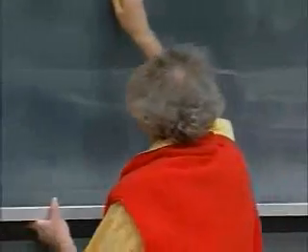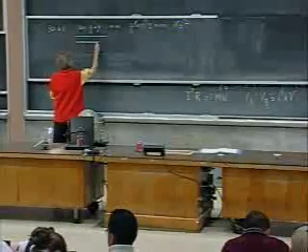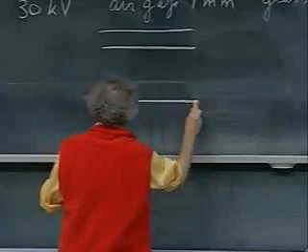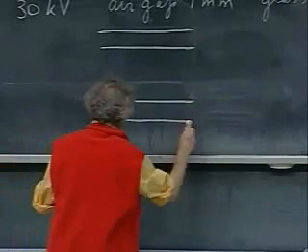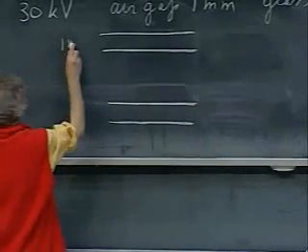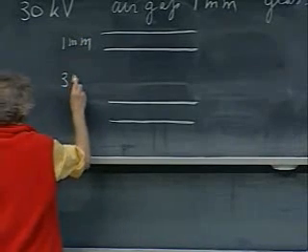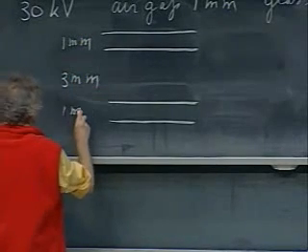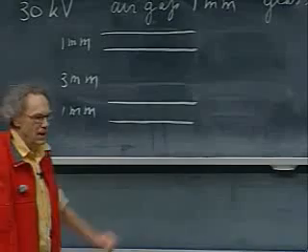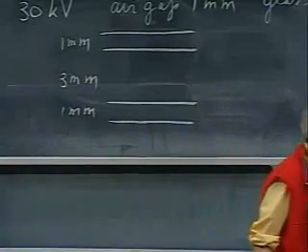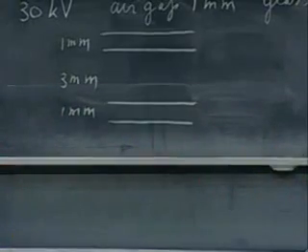So now I have here the conductor on the outside. This is the glass. And this is the conductor on the inside. So this is 1 millimeter thick. This is 3 millimeters thick. And this is 1 millimeter thick. And the potential difference over the whole thing is going to be 30 kilovolts.